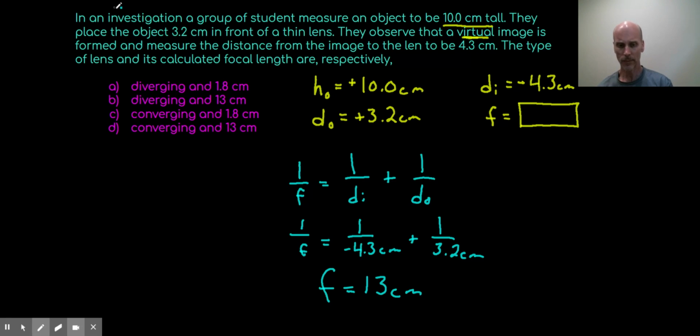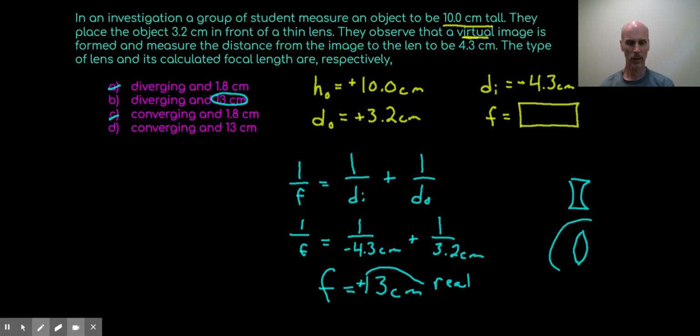And of course that's positive. So in the end, we have a 13 centimeter focal length. So we can eliminate A, we can eliminate C. It's either B or D. And because the focal length is positive, a positive focal point means that it has a real focal point. So we have a choice here. We have our diverging lens and we have a converging lens. And this one has a real focal point. And so in the end, I think it's a converging lens with a 13 centimeter focal point.